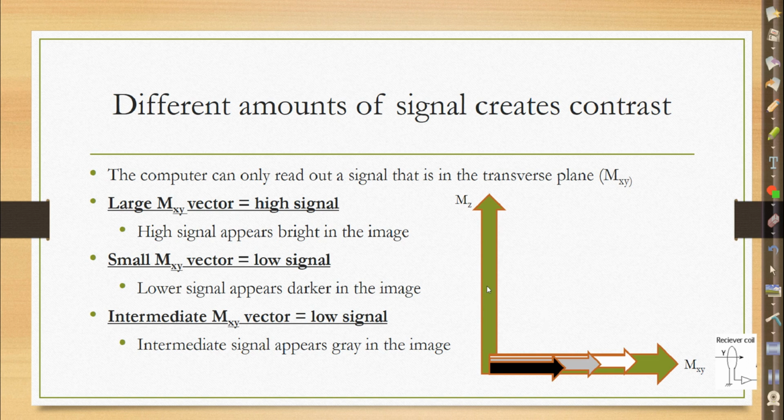So here, I'm just showing that we have 3 different net magnetic vectors that get flipped into the transverse plane, and if you have a larger net magnetic vector in the transverse plane, you're going to have higher signal. So I color-coded that as white. So anytime you have very high signal in MRI, you have white on your image. And then a little bit lower or smaller net magnetic vector, you get your grays. And then a smaller vector to absolutely no vector, you get black on your MRI image because you have no signal from those tissues in the transverse plane.